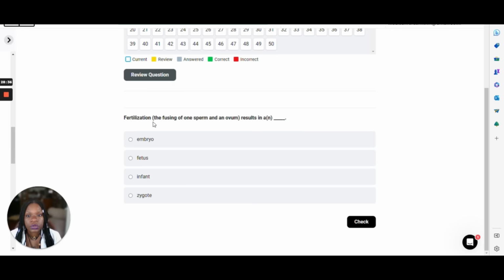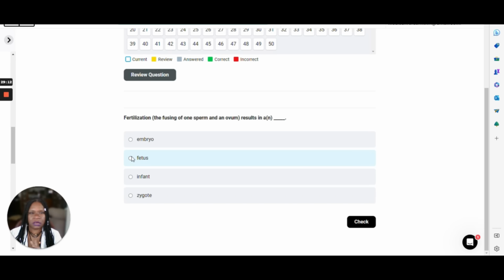Fertilization, which is the fusing of one sperm and an ovum, results in an embryo, a fetus, an infant, or a zygote. Which one are you guys thinking? Right away, we can say that it's not an infant. An infant can be a child that's anywhere between 0 and 12 months. That's far too big to be just after the fertilization period. So you've got to think back to reproductive A&P, you guys. Is it going to be a fetus? No, because that's still a more advanced state of human.